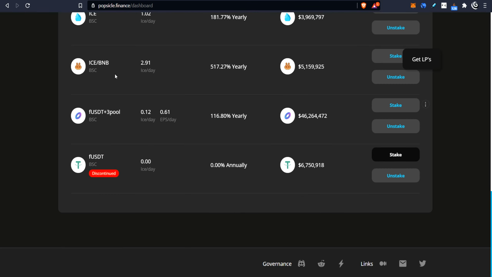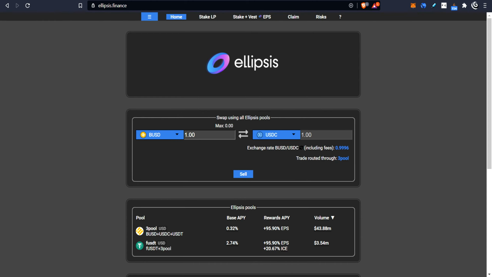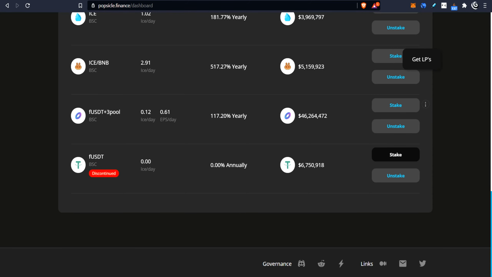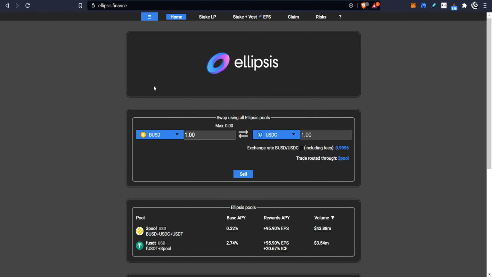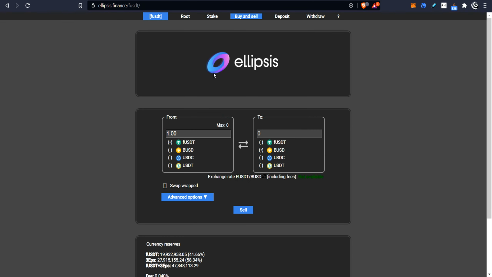So if you go to Popsicle Finance, you can see that the pool is here, FUSD plus the 3 pool token. So this is a single liquidity pool token. You bring it here, you stake it here, and you get ICE and you get EPS. Now, if you were to stake it into the Ellipsis, you would also get the same ICE and EPS. So they're kind of using the same contract on the blockchain, but they're allowing you to access it through both of the user interfaces. So let's go into the pool and check what it looks like if we wanted to deposit and so forth.